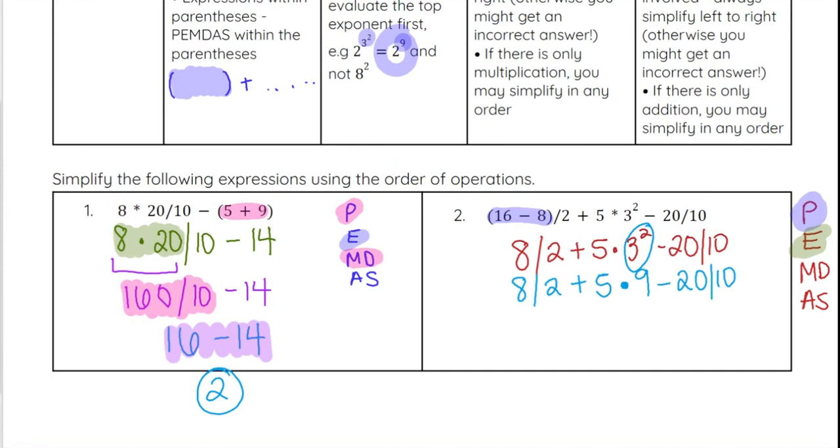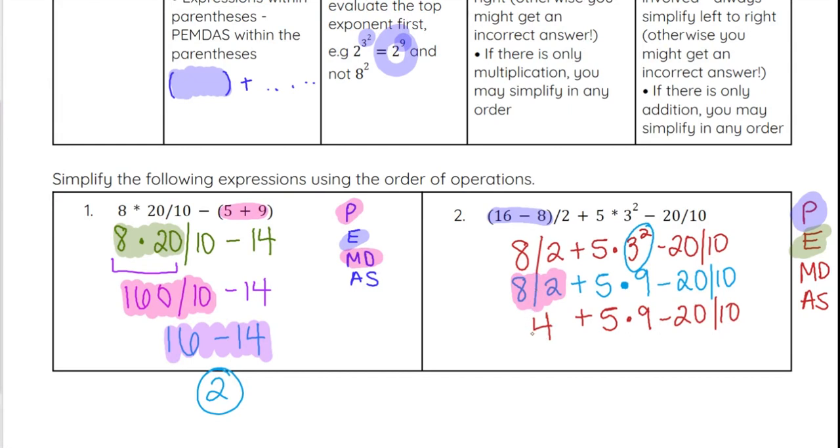And now we go on to our multiplication and division from left to right. So you can see here, the first multiplication or division operation we come across is 8 divided by 2. So we have 8 divided by 2, which is 4, plus 5 times 9 minus 20 divided by 10. So that was one piece of multiplication or division. Now we want to look and see if there's anything else.